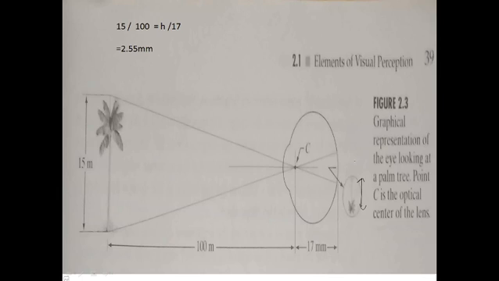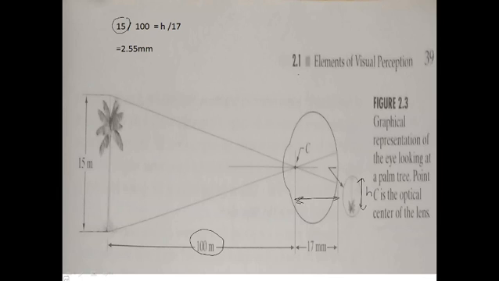If you are asked to find the height of this inverted image, this is the formula you need to make use of. The height of the original object is 15 meters, at a distance of 100 meters from the focal point. Let's consider the height of the image as h. So 15 divided by 100 equals h divided by 17 mm, where 17 mm is this distance.